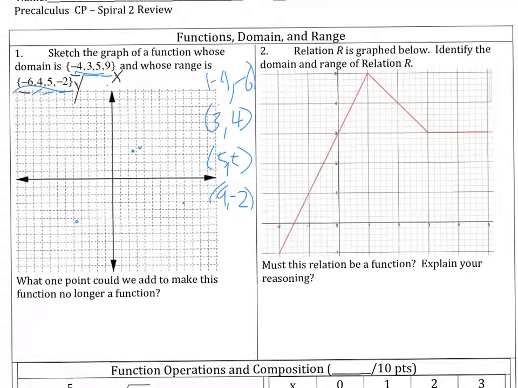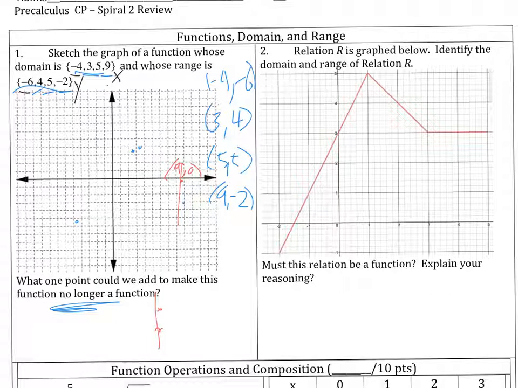To make this no longer a function, what we're really talking about is adding another point so it fails the vertical line test. Any other point that has the same x value, whether it's 9, 0, or something similar, would end up causing that to be an issue.